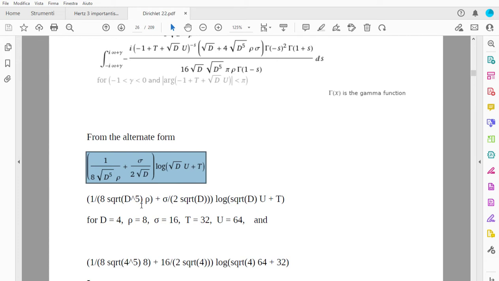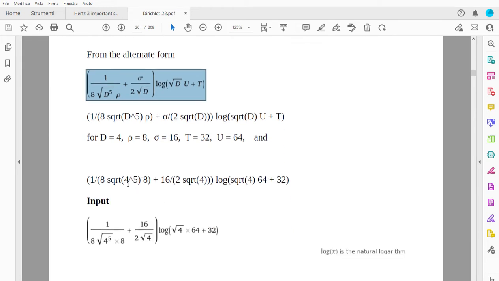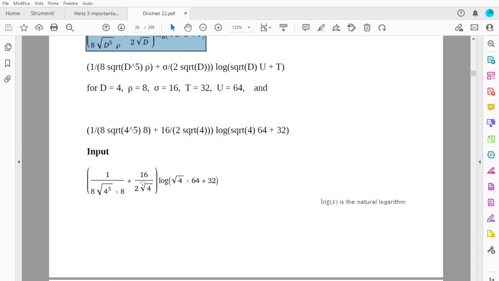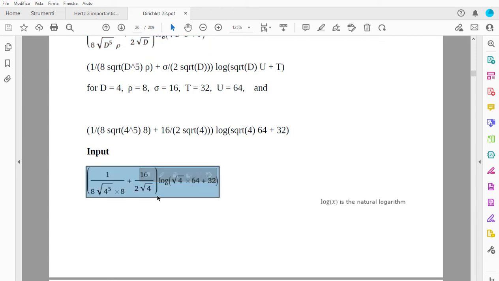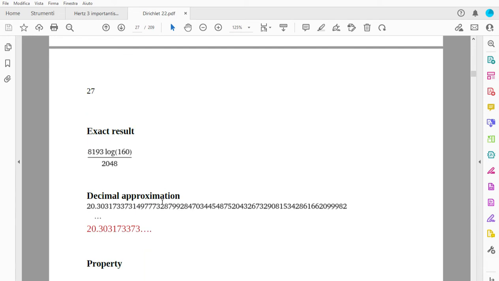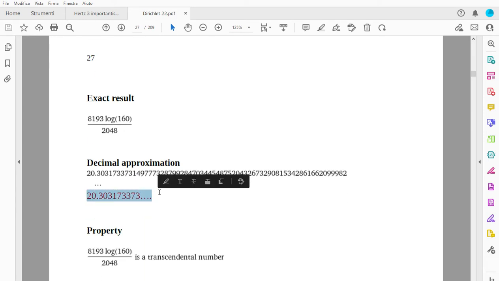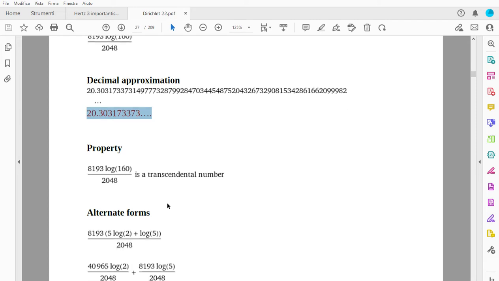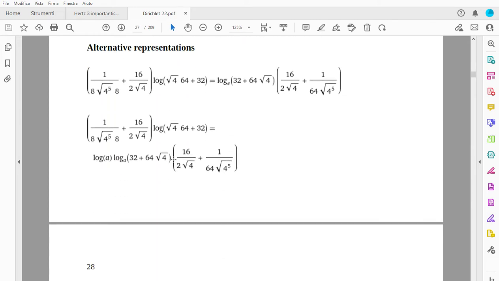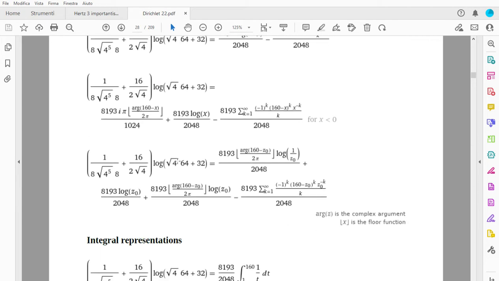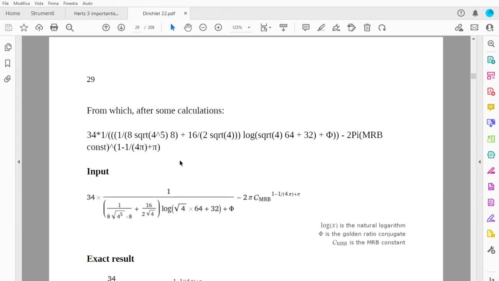we obtain for d equal to 4, rho equal to 8, sigma equal to 16, t equal to 32, u equal to 64, the following expression and this result. Also here the study of the function, the series representation, integral representation.